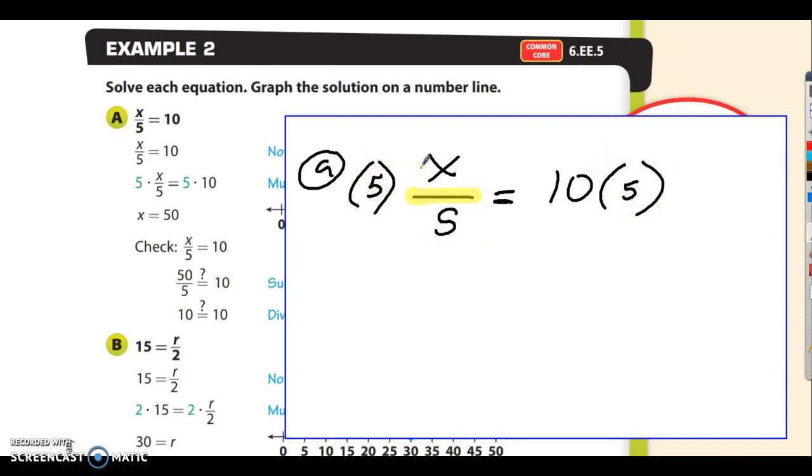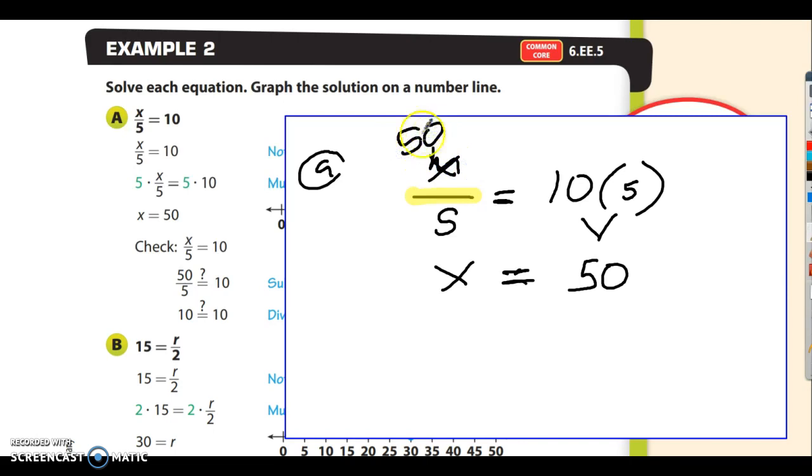And this side of the equation is not so much important. What matters is that you get this side. So for example, if you do 10 times 5, what do you get? You get 50. And so I think x is equal to 50. I'm going to take x out and change it to 50. And is this true? Is 50 over 5 equal to 10? It is.